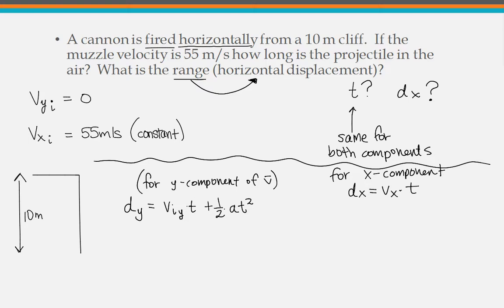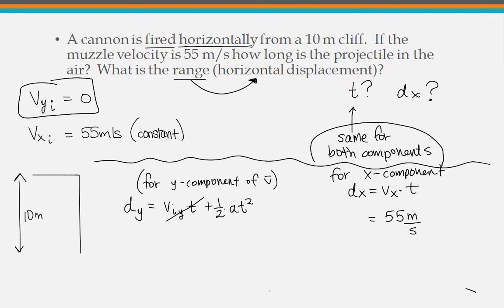So one of the goals of the question is to find the range, the horizontal displacement. So what do I need for that? Vx, which I have, 55 meters per second, multiplied by the time. Do I have the time? I don't have the time, but it's the same for both components. So what I can do is I can go into the y component and solve for the time. Using the fact that the initial velocity is 0 for the y component, this whole term disappears because 0 times t is 0. The displacement vertically is 10 meters.